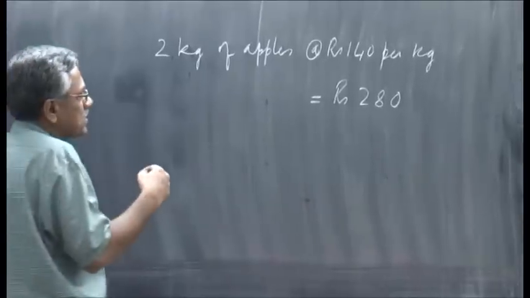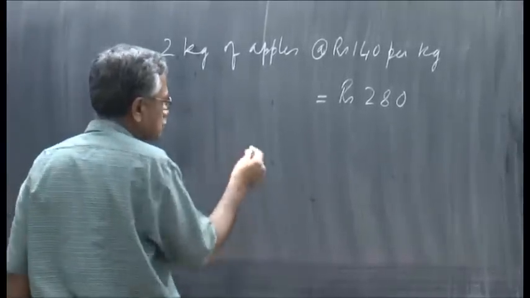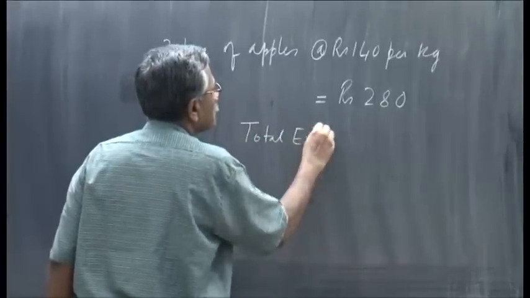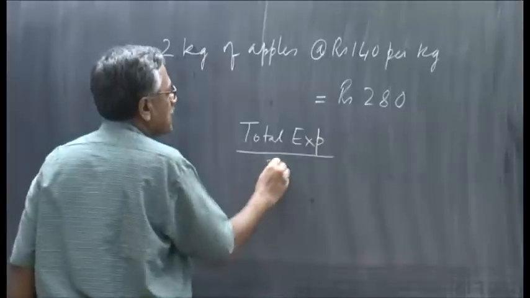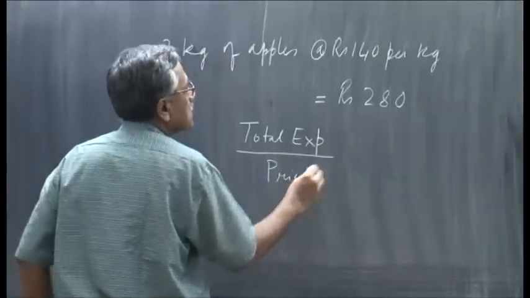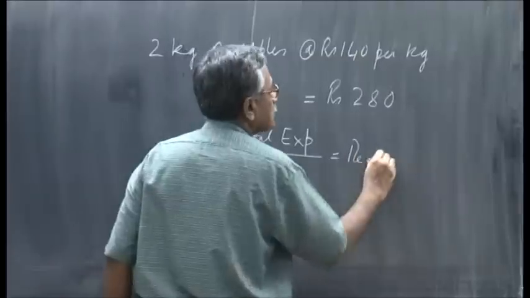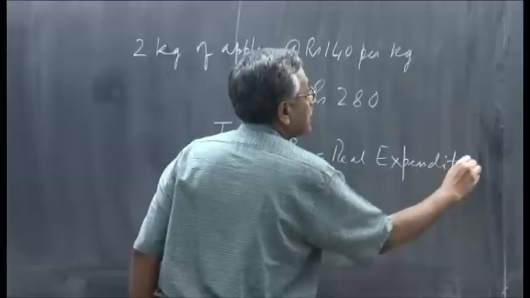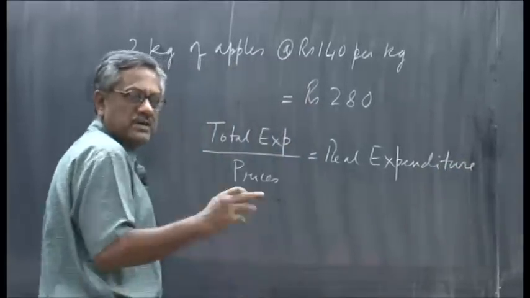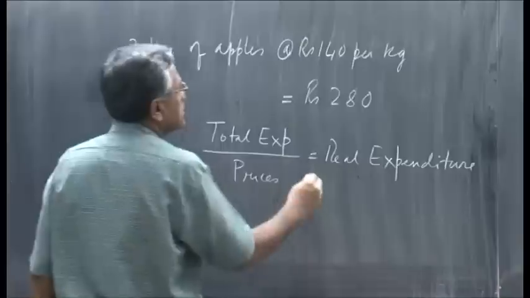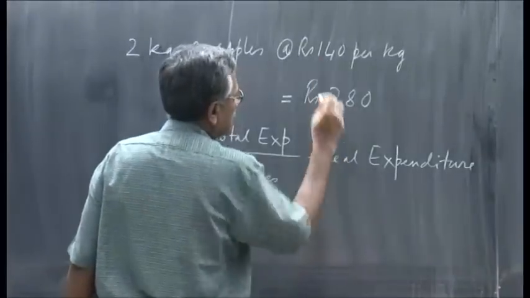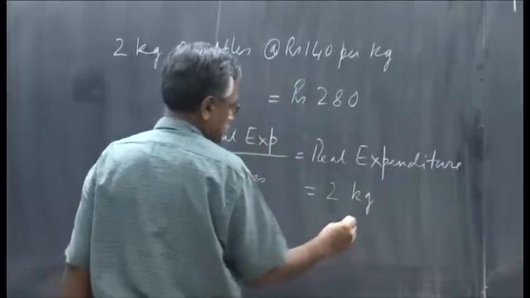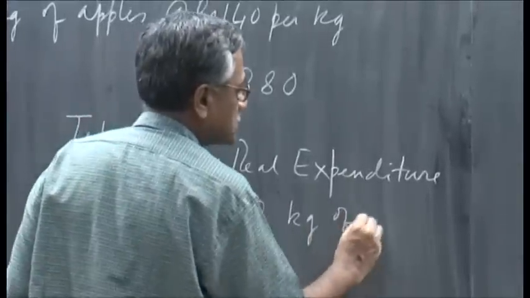The real expenditure is this total expenditure. If I divide it by prices, I get real expenditure or real income from his point of view, seller's point of view, which is 280 divided by 142. In this case, it is measured in terms of 2 kg of apples.